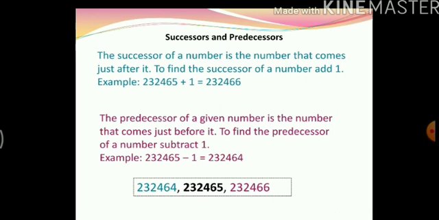In the middle we have our main number, that is 2,32,465. The after number or the successor is written on the right hand side, 2,32,466, and on the left hand side we have the before number or the predecessor, 2,32,464.